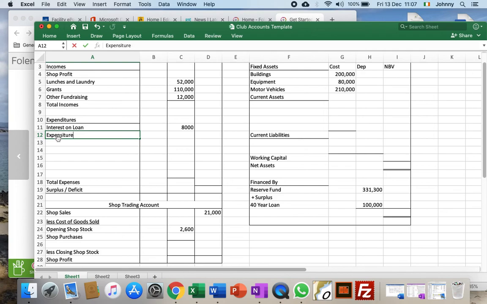Sorry, insurance. So insurance is 5,600. Light and heat is 4,000. Diesel is also 4,000. Minibus repairs is 1,800.